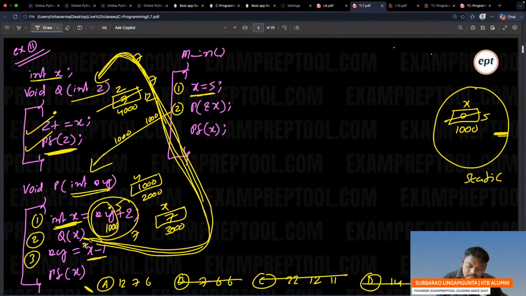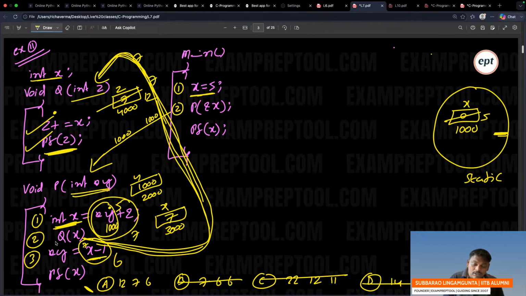See this one, 7 minus 1 is 6. Remember, x is not updating. X value is 7. 7 minus 1 is 6. X is not updating. It's a small game, these are tricks. X value 7, 7 minus 1 is 6. Where will it go?